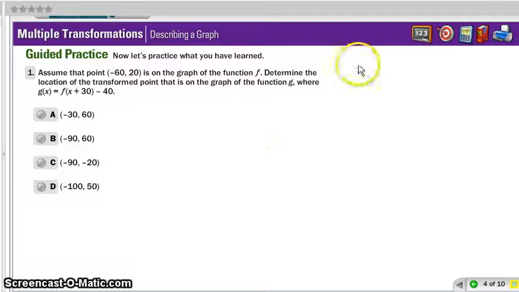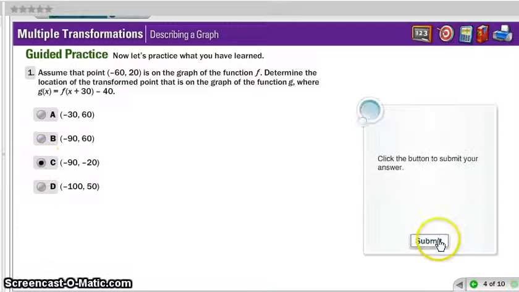So one of the guided practice questions says, assume that this point is on the graph and you have to apply these changes. So you want to start with the horizontal, which means you're going to the left 30. So you're subtracting 30 from 60, which brings you down to negative 90. And then you're going down 40, so you're subtracting 40, which would be all the way down to negative 20.